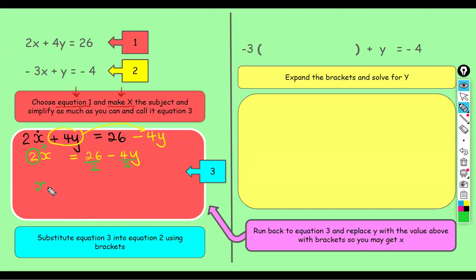I think it's best if I simplify this. 26 divided by 2 is 13. Minus 4 divided by 2. Well, 4 divided by 2 is 2. And don't forget to put y. How many people got equation 3 correct? I mean, everything correct: 13 minus 2y. Right. So even if you didn't get it, see if you can follow through my working and see where you made a mistake.